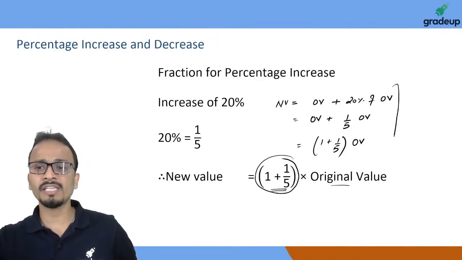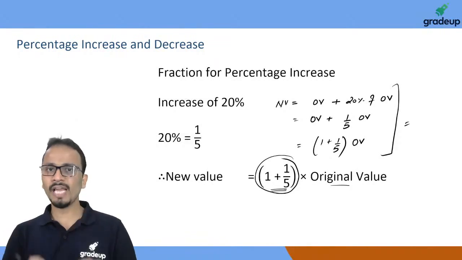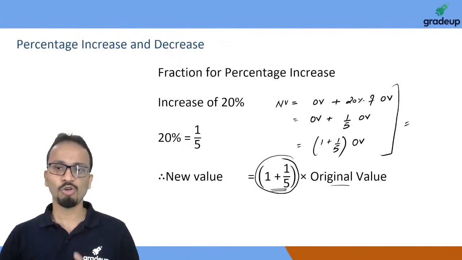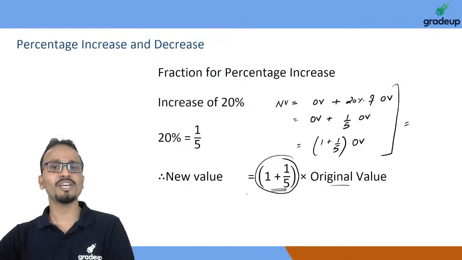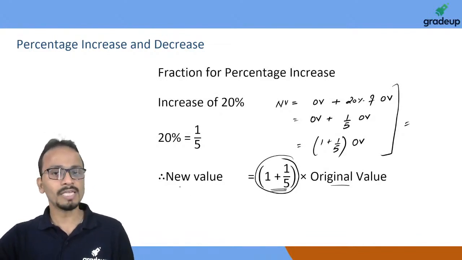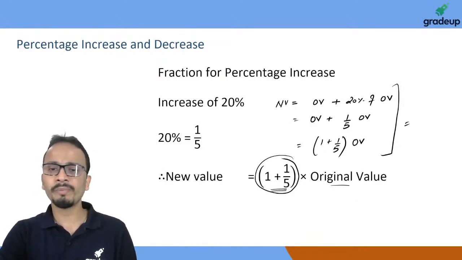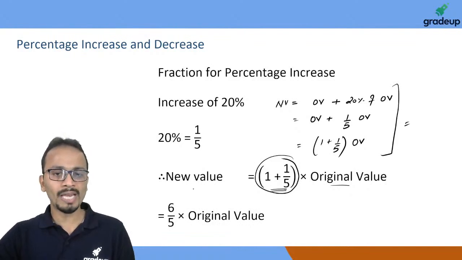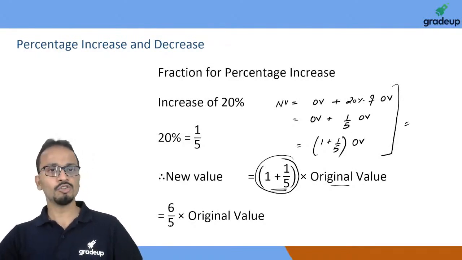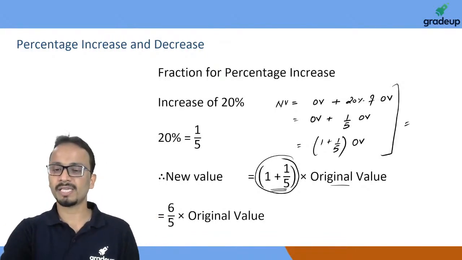Now in our examination, if I start writing all these steps, it will not solve our purpose. We have to be a little fast, and one way of increasing the speed is skipping some of these steps. If we take care of all these steps today, we don't need to write them at the time of examination. So the new value will be 1 plus 1 by 5 times the original value. What is 1 plus 1 by 5? It is 6 by 5. So the new value will be 6 by 5 times the original value. This is how you can apply percentage equivalents of fractions in this basic calculation.